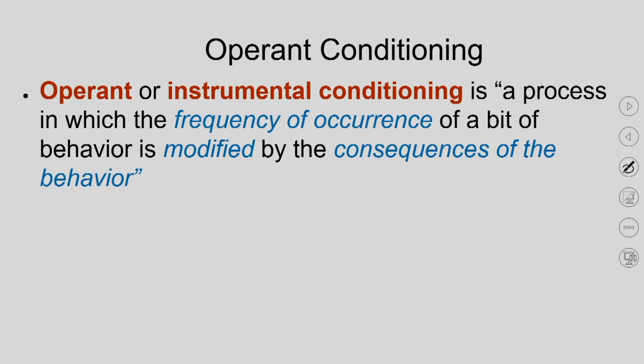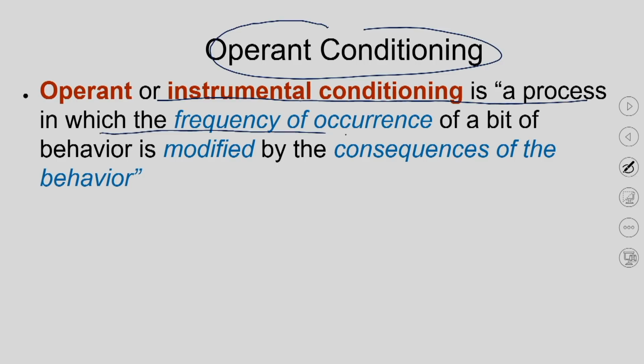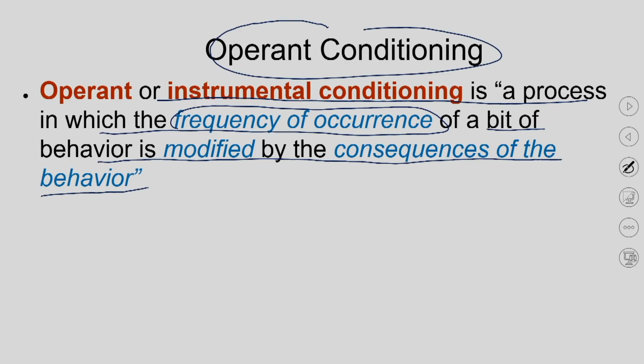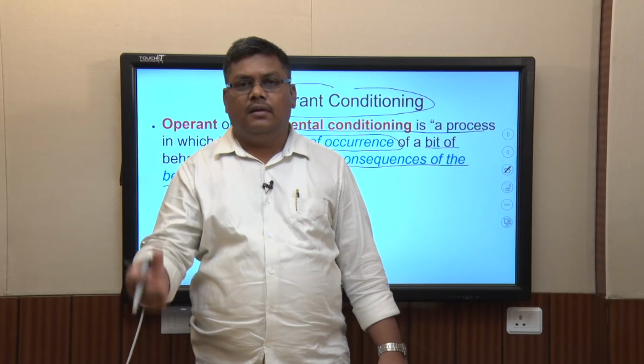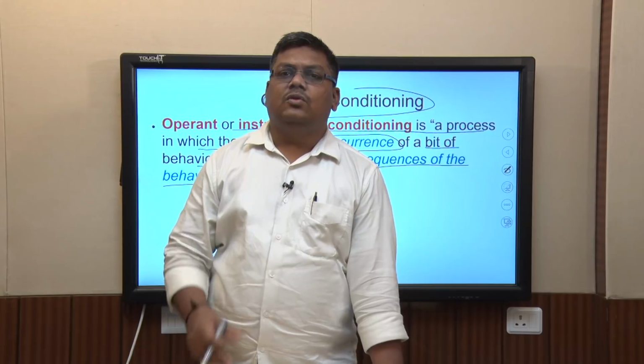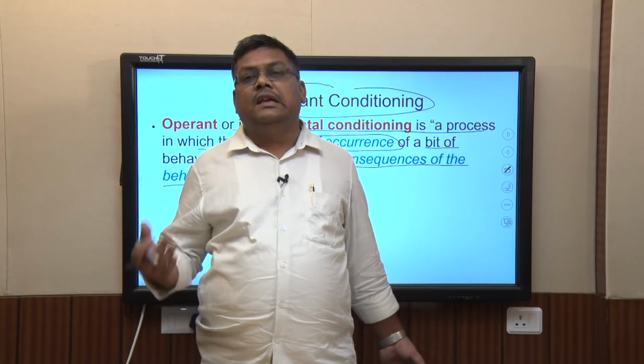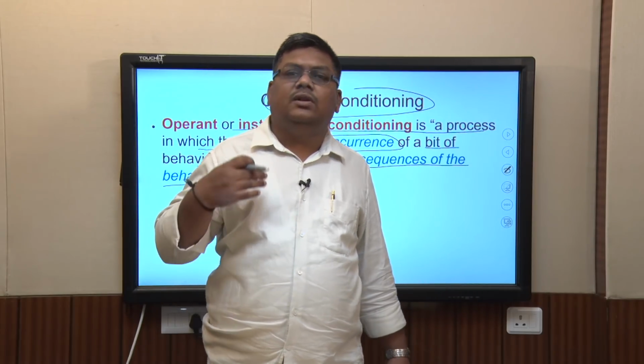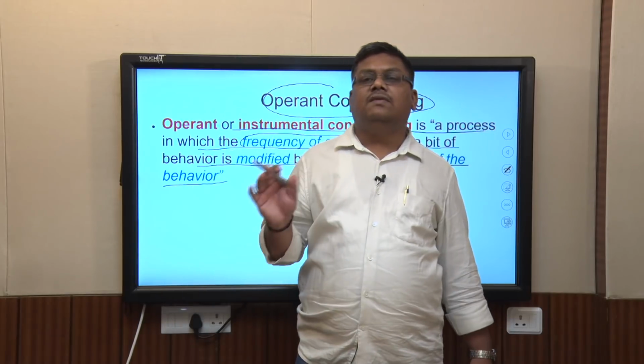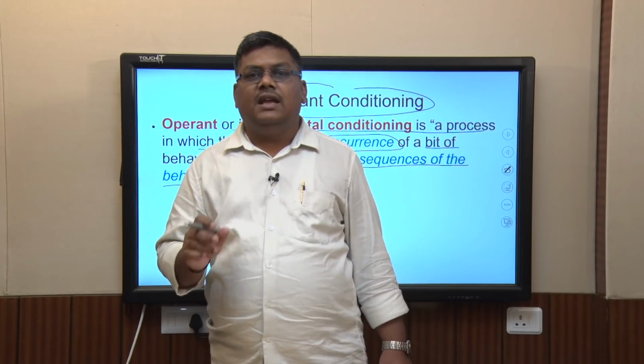So, what is the role of operant conditioning in consumer behavior? Operant or instrumental conditioning is a process in which the frequency of occurrence, the key word is frequency of occurrence, of a behavior is modified by the consequences of that behavior. If you buy a particular product and it gives you the kind of satisfaction that you are looking for, a positive feeling, you will repeat that behavior. But if it causes negative consequences, you will not repeat that behavior.